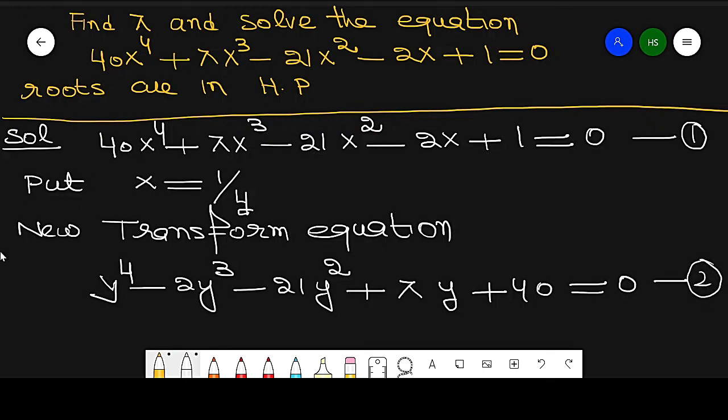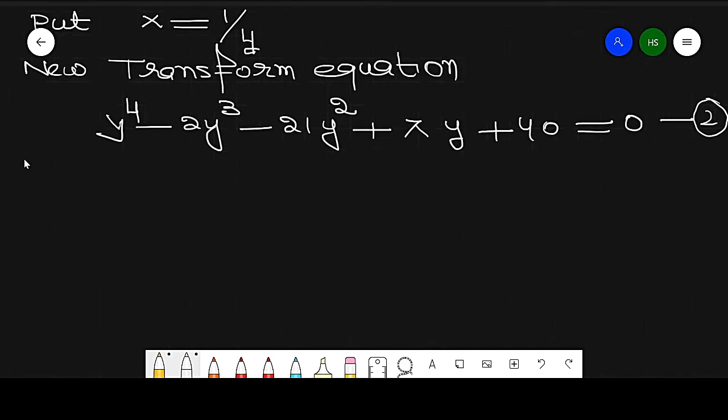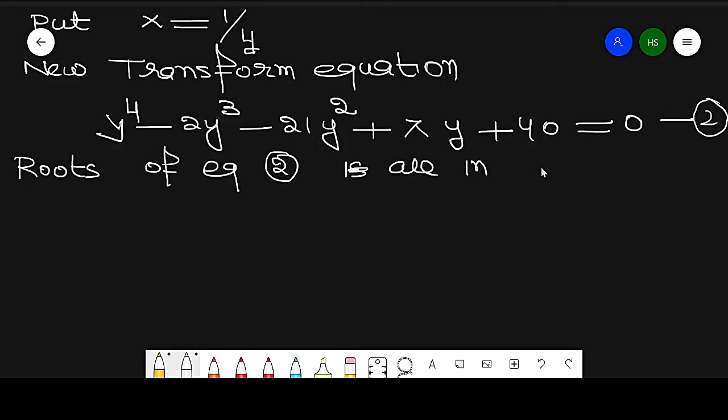Now the roots of this equation, the roots of equation 2, are in AP. It is a biquadratic equation. So the roots of equation number 2 are in AP.